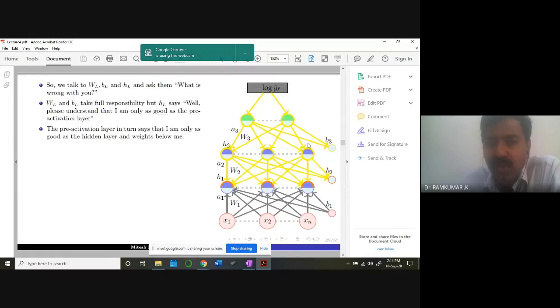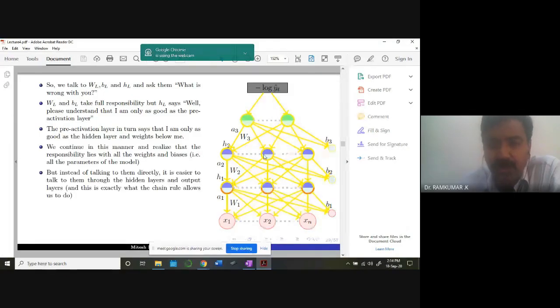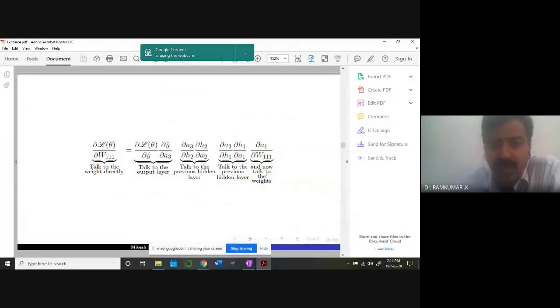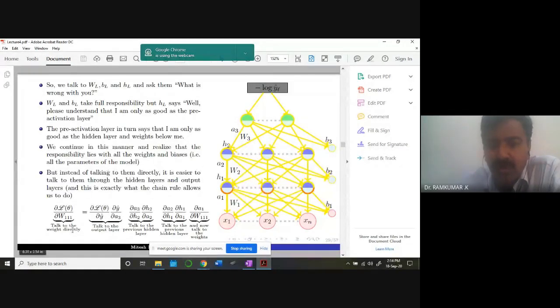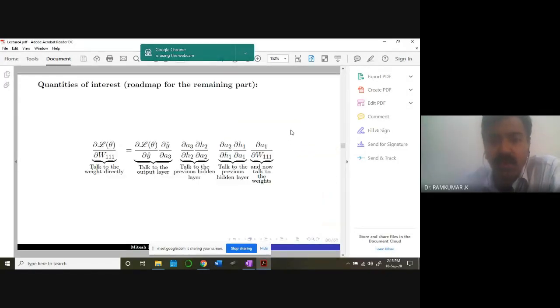What is wrong with it? So now what will they say? They will say these are all responsible. The weights just below it, they are responsible. The pre-activation layer in turn says that I am only as good as the hidden layer and weights below. So naturally, it's going to come down. So that's why, in fact, we're talking to the weight. In order to talk to the weight directly, W_11 for example, you need to come through all these layers. ∂L(θ)/∂ŷ, ∂ŷ/∂A_3, ∂A_3/∂H_2, ∂H_2/∂A_2, ∂A_2/∂H_1, H_1 to A_1, A_1 to W_1. So that's how the chain rule normally operates.